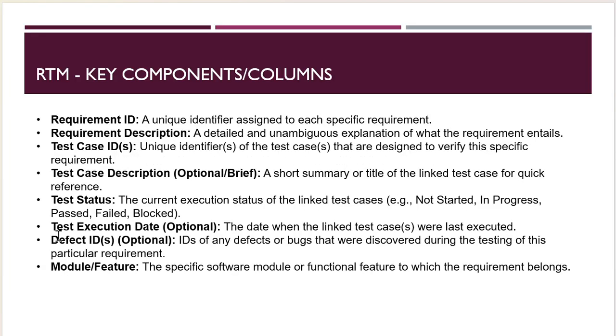Let's see the key components of RTM, what things should be in an ideal requirement traceability matrix. It may change from requirement to requirement or organization to organization, but these key components must be in your RTM. So, requirement ID: each requirement has a unique identifier assigned to it. It should be like 01, 02, 03, like RTM 1.01. So that ID should be there for the requirement.